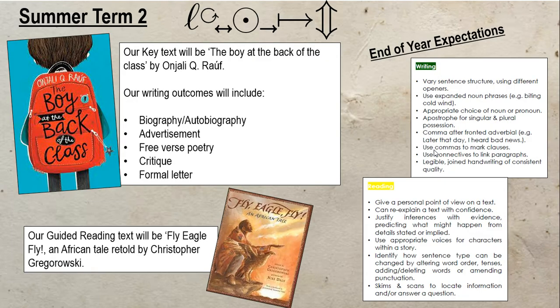Our text for summer term 2, a great story, covers all kinds of friendship issues as children are growing up. It's a great one to look at. The Boy at the Back of the Class. Writing outcomes: biographies, autobiographies, advertisements, poetry, a critique and formal letters. So as we approach the end of the year, we're really starting to demonstrate our maturity in writing.